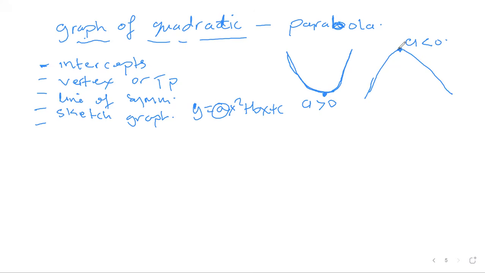This point. It was coming up, then it turns and starts going down. It's the turning point. It was going down, it turns and starts going up. That's the turning point of the parabola. And then there is a line through the middle which divides our parabola into two equal parts. This is called the line of symmetry. It divides the parabola into two equal halves.